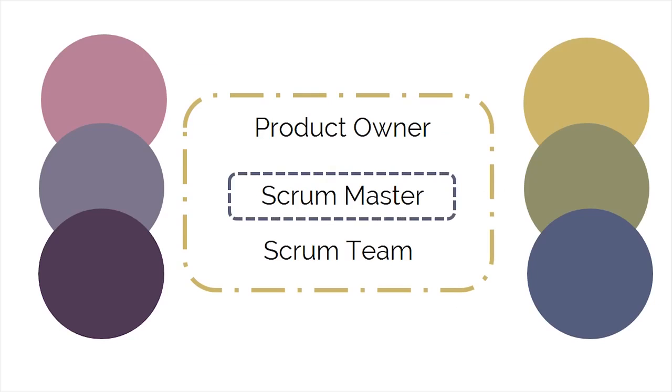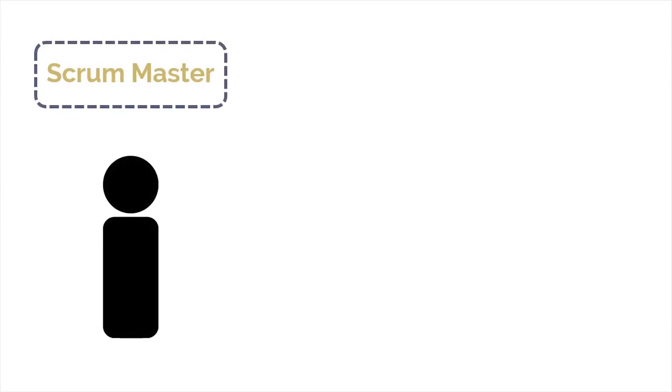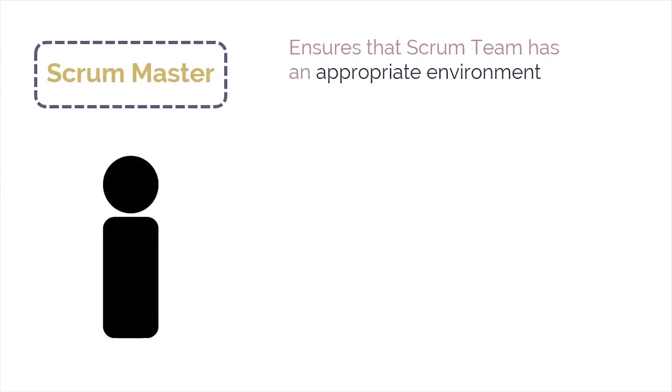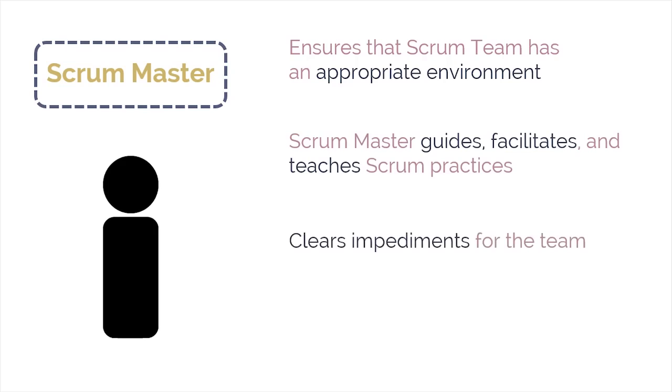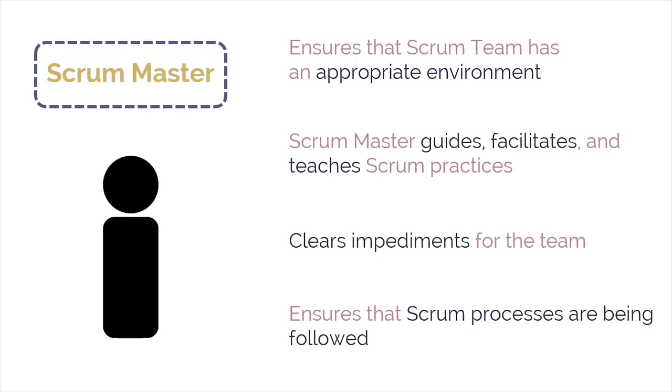Next is the Scrum Master. The Scrum Master is a facilitator who ensures that the Scrum team is provided with an environment conducive to completing the project successfully. The Scrum Master guides, facilitates, and teaches Scrum practices to everyone involved in the project. The Scrum Master clears impediments for the team and ensures that all the Scrum processes are being followed. To clarify, here's an example.